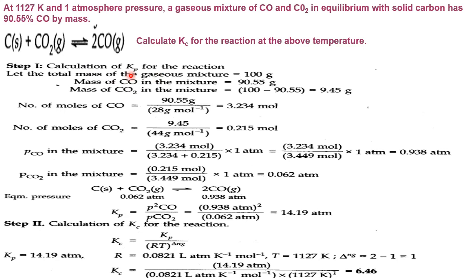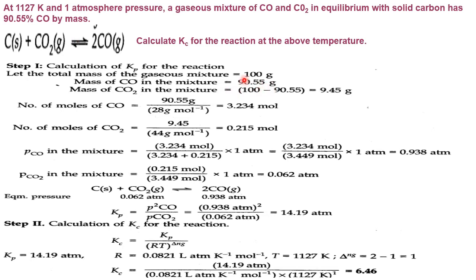Now first we'll calculate the Kp. For this, what is the requirement? Let us presume that the total mass of the gaseous mixture is 100 gram. Now, what is the mass of carbon monoxide in the mixture? Carbon monoxide is 90.55%, so its mass is equal to 90.55 gram.